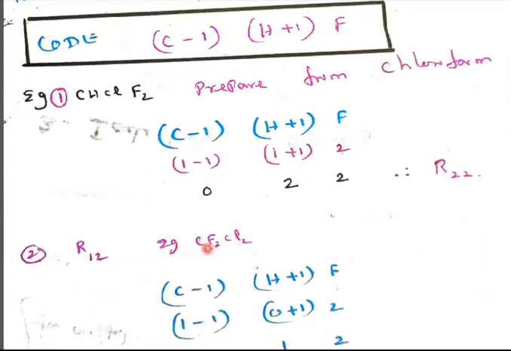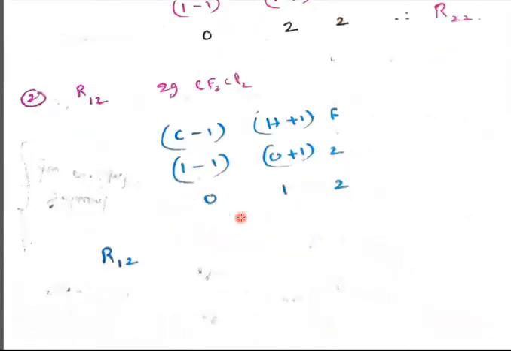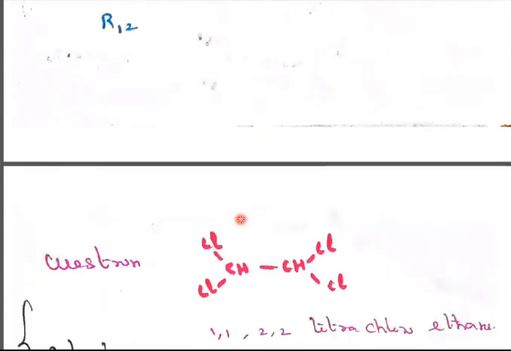Then R12 freon. What is R12 freon? CF2Cl2. C-1, H+1, F. Number of carbon, only 1, so 1 - 1 is 0. Then no hydrogen at all, so 0 + 1 is 1. And fluorine is only 2. So 1, 2 freon, not counting the chlorine. So this is called R12.